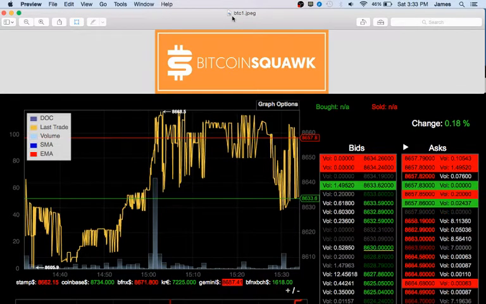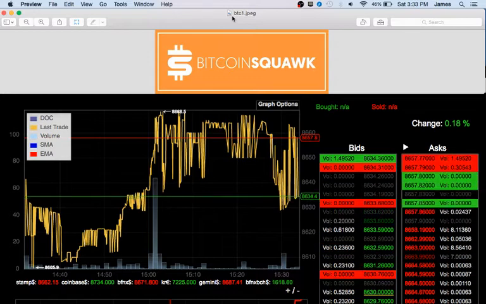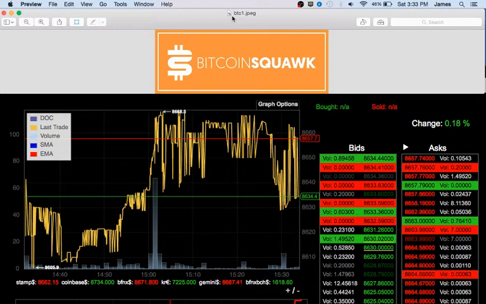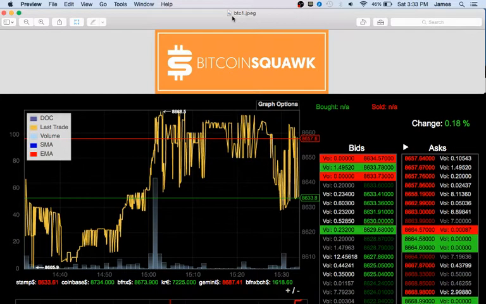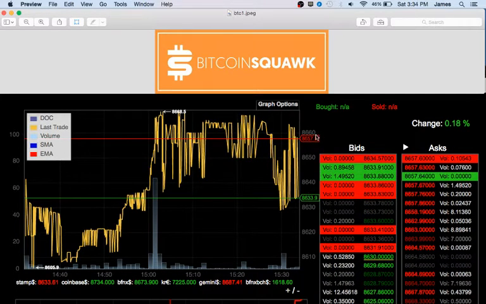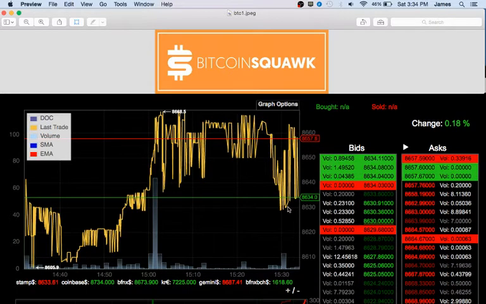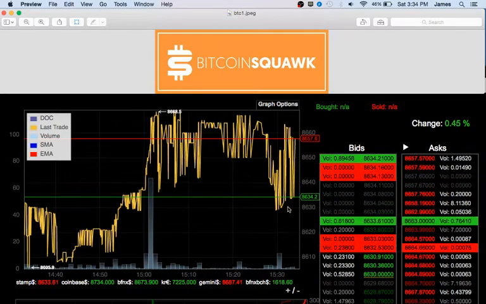86.34 bid, offered now at 86.57. Chopping them up right here below 86.60. Wide market. Look how wide this is. You've got the bid down here at 33, offered up at 57. It's a choppy market, ladies and gentlemen. Be careful. It's Saturday.